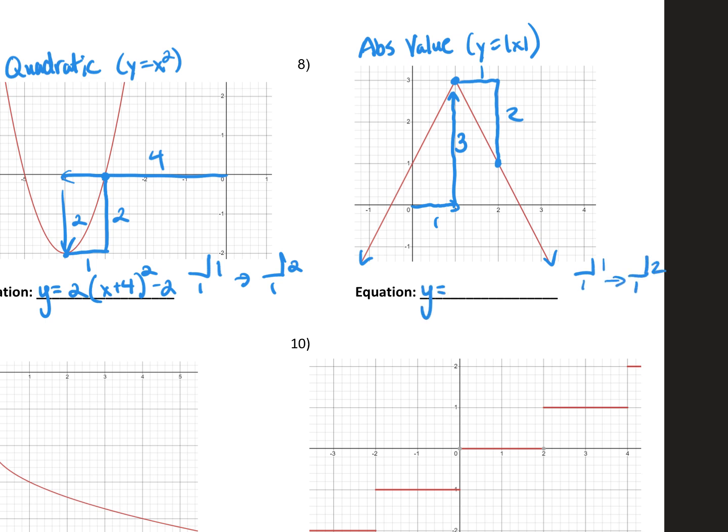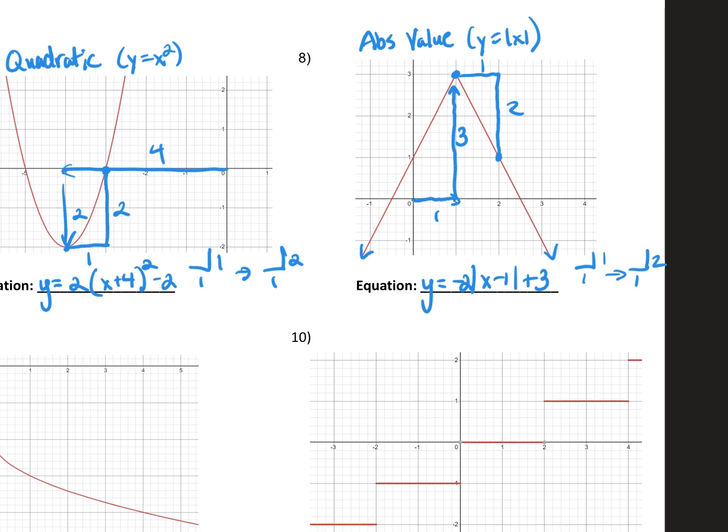So we have y equals a negative for the vertical reflection, absolute value of x minus 1 for shifting right 1, and then up 3 would be plus 3. And then let's not forget that vertical stretch, so we need that 2 out in front. So it's y equals negative 2, absolute value of (x minus 1) plus 3.